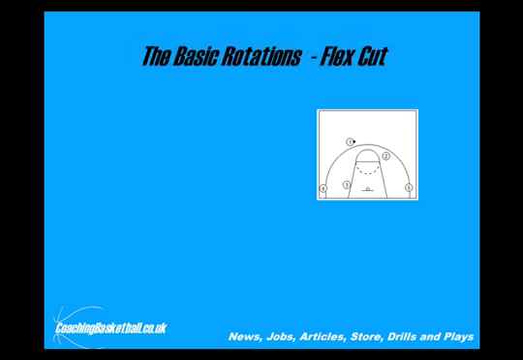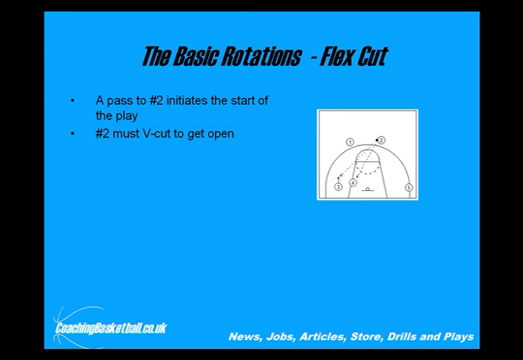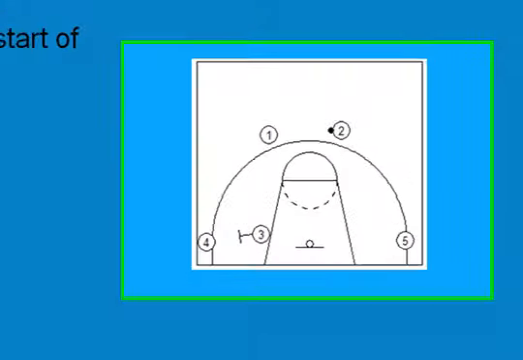So the first action in the flex offense is the flex cut. Here you see number 2 is getting open via a V cut for a pass from number 1. That's going to initiate the offense and kick it off. We'll deal in later episodes with that action taking place, and if the pass to number 2 has been denied, we'll take a look at how to counteract that. But for the moment we'll assume that action has taken place.